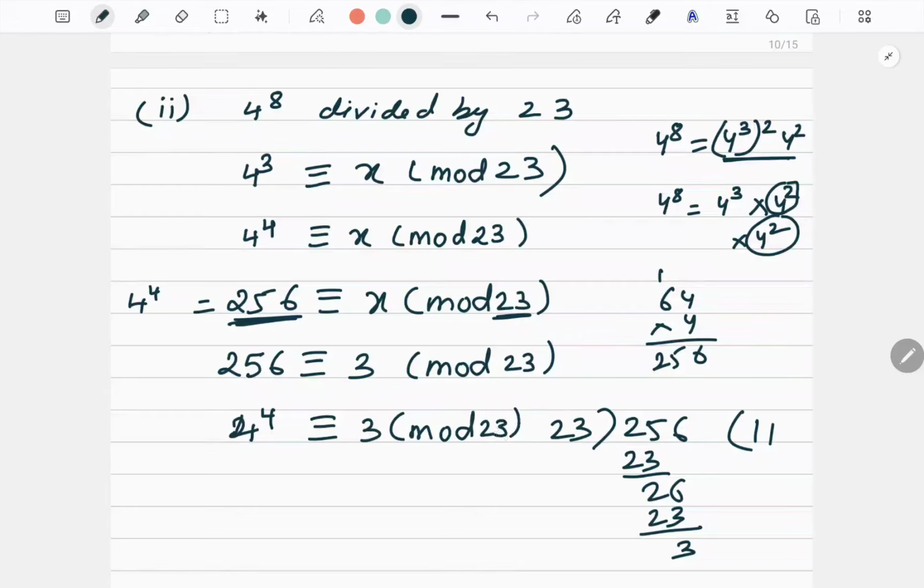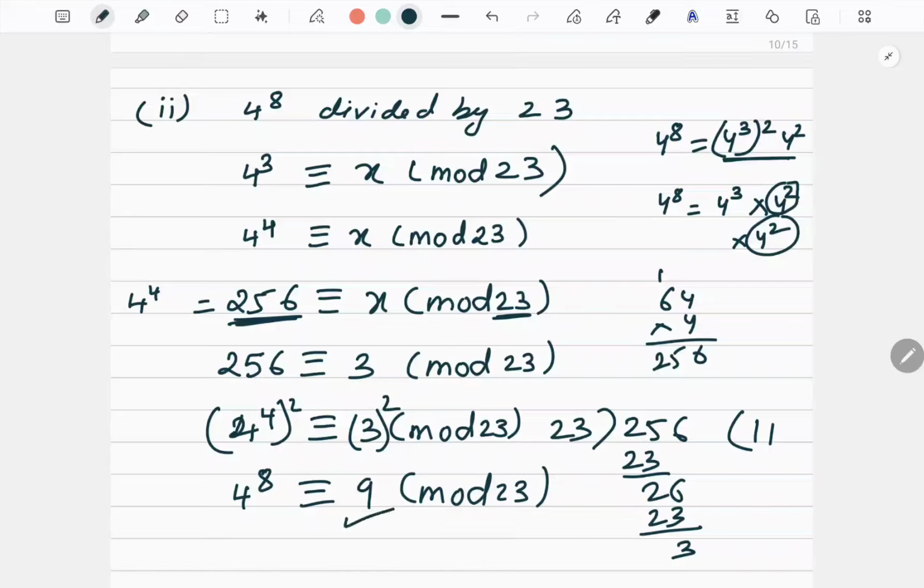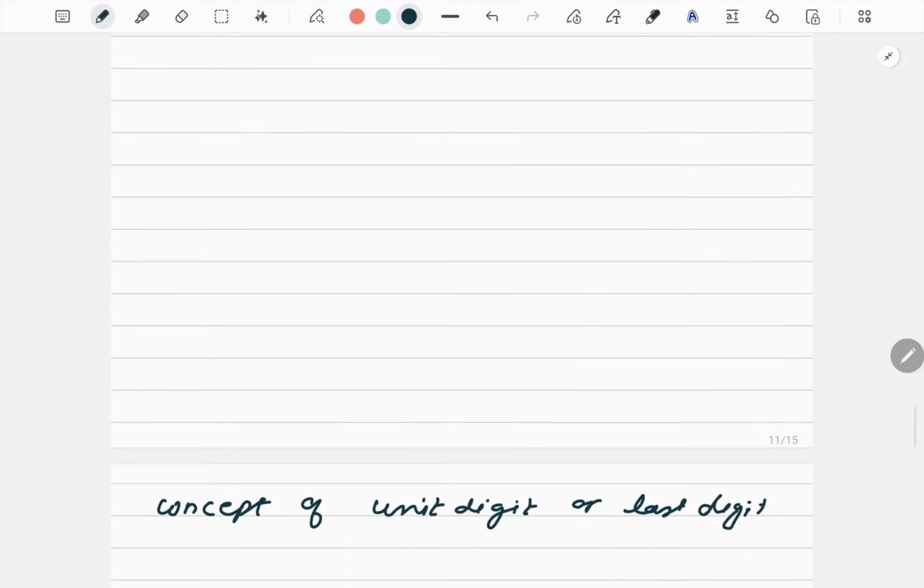Now if I raise both sides to the power 2, so 4 to the power 8 congruent 9 mod 23, and I am done because 9 is less than 23, so I can say this is the answer. So the answer is equal to 9. Simple. Correct? Now let's move to the next question.